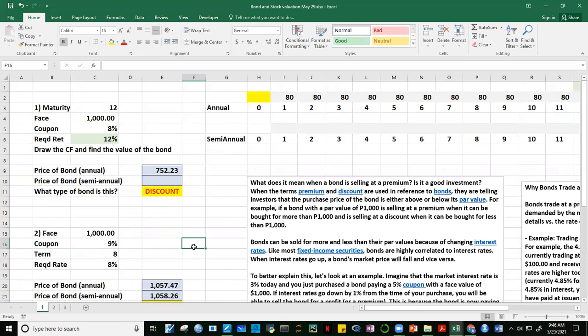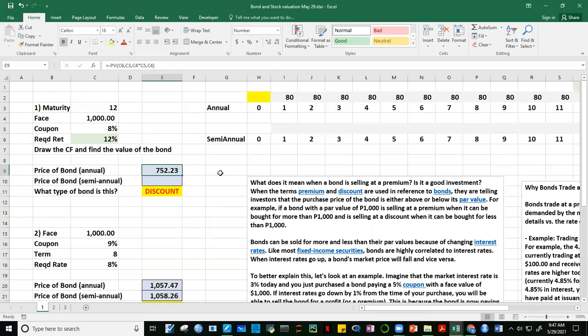What does that mean? If we're the investor, guys, the amount that we should be willing to pay for this bond is only 752.23, in spite of the fact that the company promises to pay us the face value of 1,000 at the end of 12 years. So if we're going to buy this bond, if the coupon rate is 8% and the prevailing market rate now is 12%, we should only be willing to pay a lower amount.